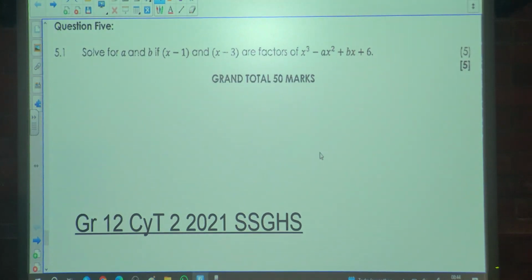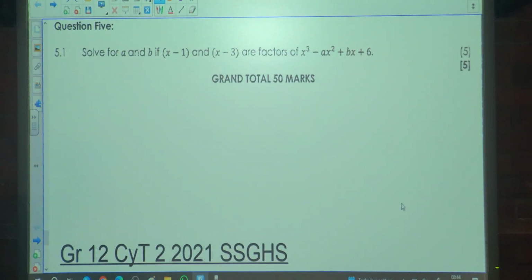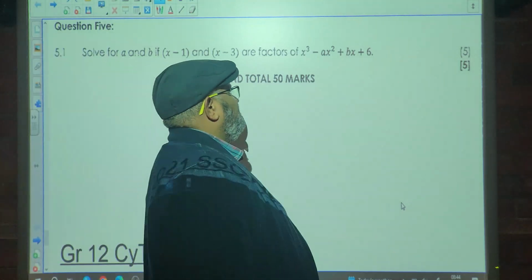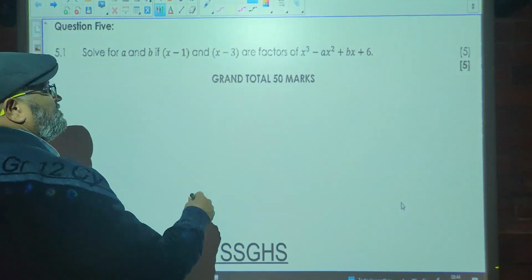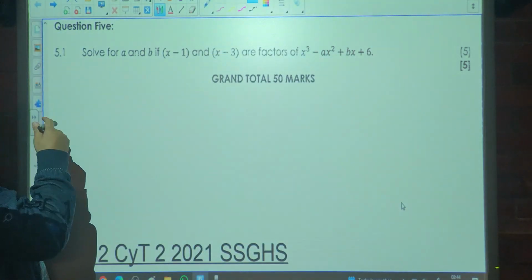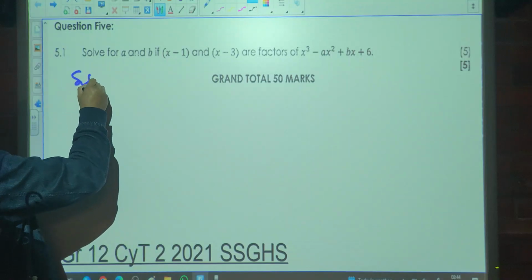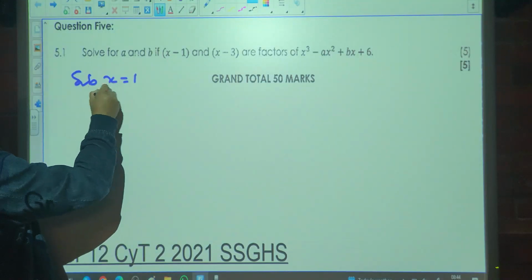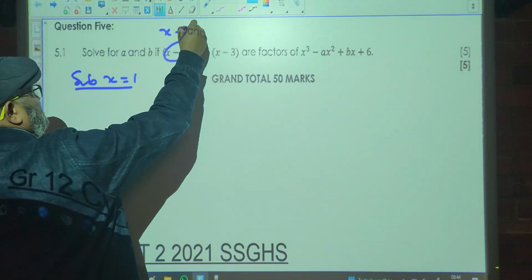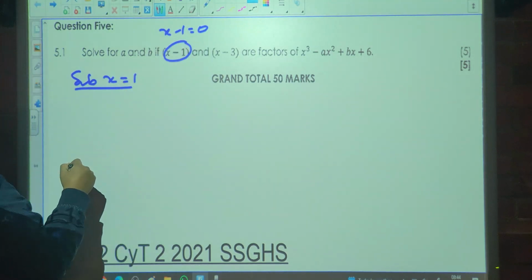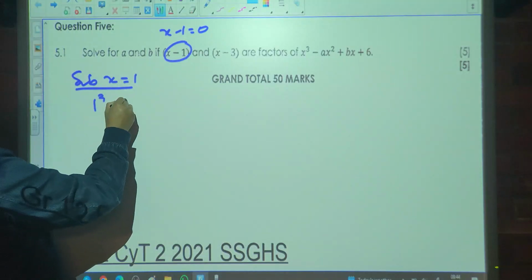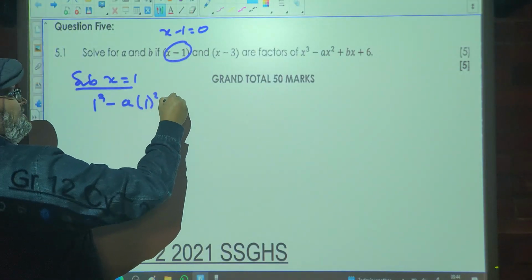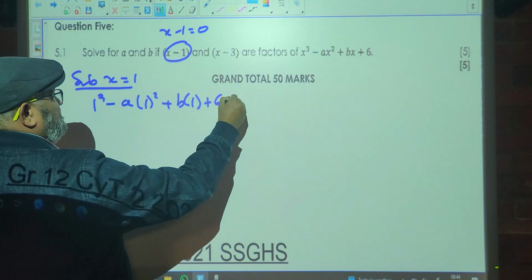Question 5. We are told to solve for a and b if x minus 1 and x minus 3 are factors of the given expression. If something is a factor, it's divisible, so it gives a remainder of 0. You start by substituting x is equal to 1, which comes from setting x minus 1 equal to 0. So it's 1 cubed minus a times 1 squared plus b times 1 plus 6 is equal to 0.